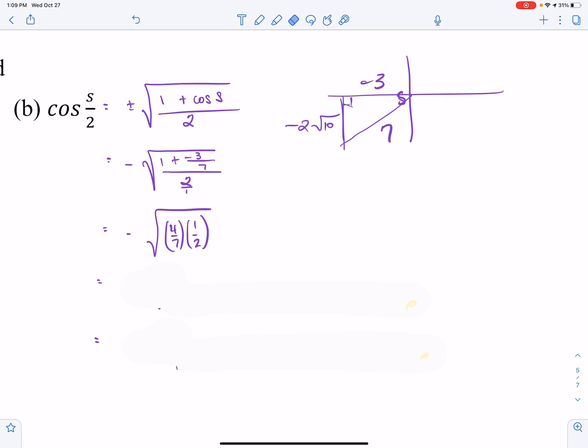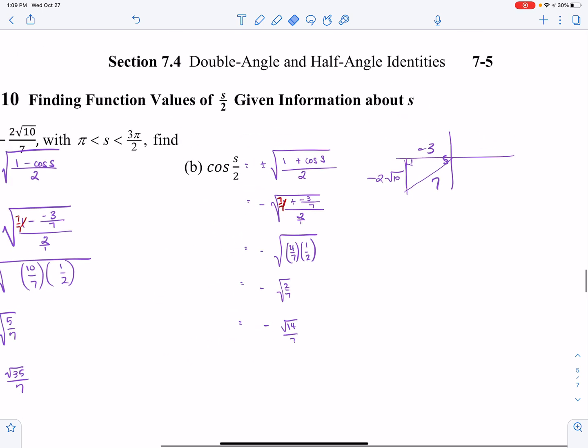All right, so again, getting a common denominator on that, this is going to become a 7 over a 7. And so 7 over 7 minus 3 over 7 becomes 4 over 7. Multiply by the reciprocal. Multiply your fractions, you're going to get 2/7 inside the square root, and then rationalize the denominator to get negative root 14 over 7.